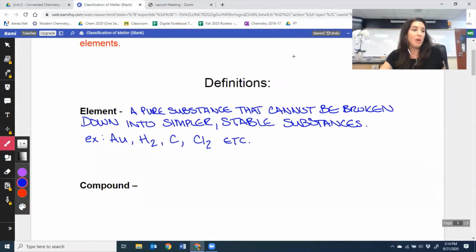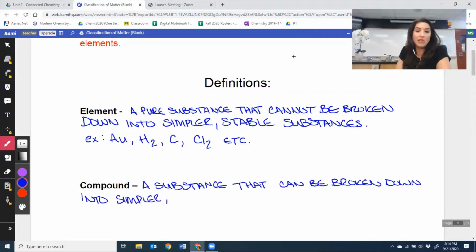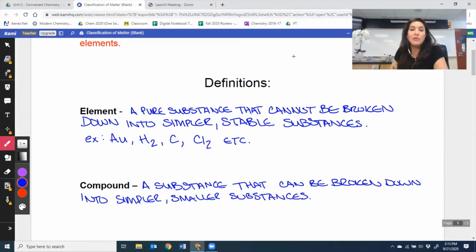Next, we have something called a compound. Now, a compound is a substance that can be broken down into smaller or simpler substances made of two or more types of atoms. Compounds are typically made when you have two or more types of atoms bonded together.